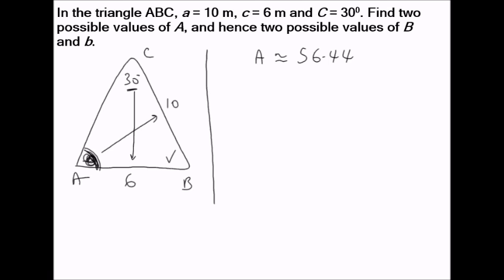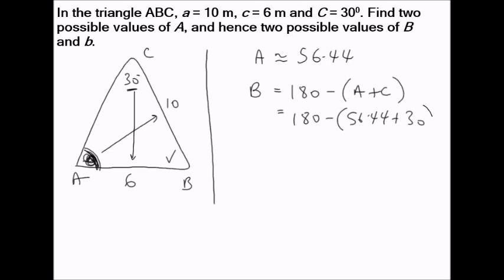So if we have A is 56.44, then if I want to work out angle B, then I know that the sum of the angles in the triangle is equal to 180. So I'll add up angles A and C together and subtract that from 180. So I've got 180, take away 56.44 plus the 30 degrees. So we get a value for B of 93.56 degrees.